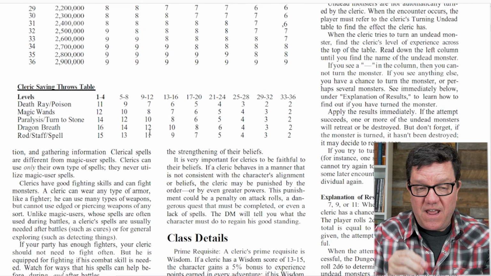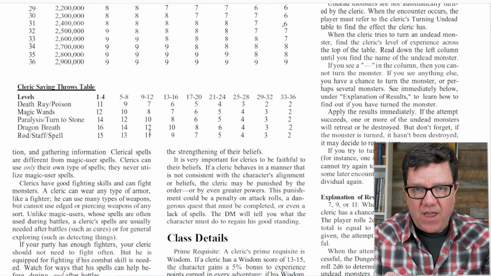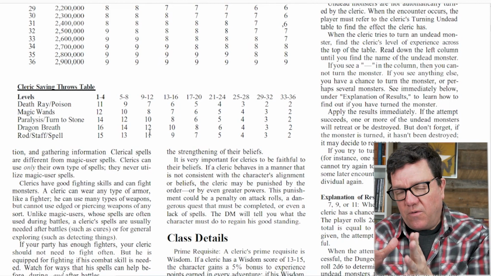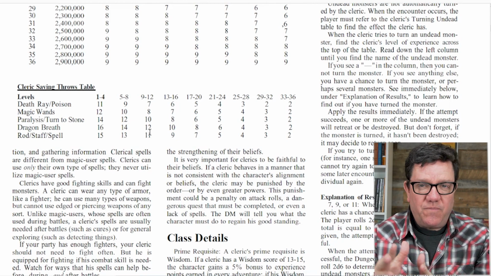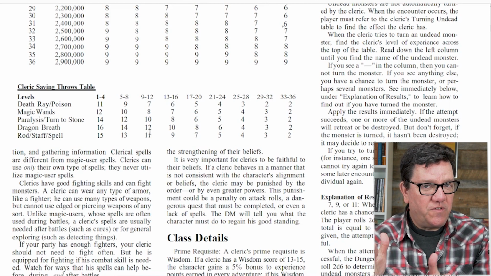What's interesting here, the death ray poison save, which is usually the easiest, is the most general save in the Rules Cyclopedia system. A lot of times, as you'll see, when you have to avoid something or resist something or whatever, it often is that death ray. It's not necessarily spells, which is usually the most difficult.